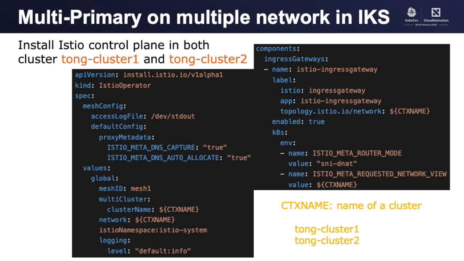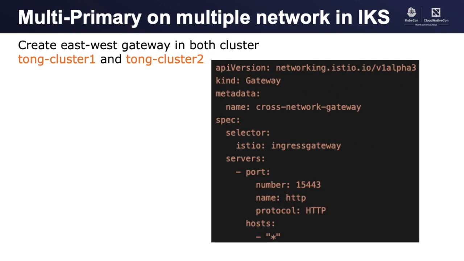After that, we will install the Istio control plane in both clusters. This is an example of the Istio manifest that you can use to install the control plane into each cluster. And once you have the control plane installed in both clusters, you will need to create this gateway to allow traffic to go in between them.